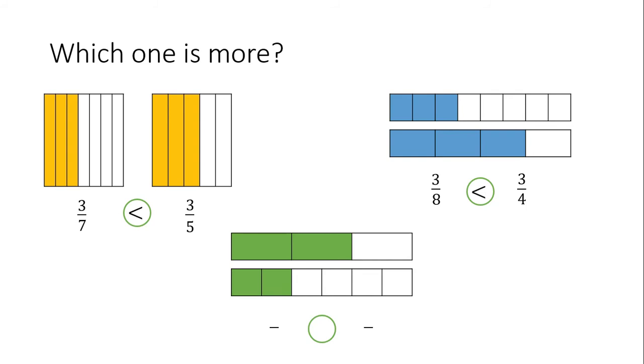Okay, let's look on the bottom. In this case, there are 2 pieces shaded in for each of the fractions, so that's our numerator, but the denominators are much different. The one on the top is only divided into 3 equal pieces. The one on the bottom is divided into 6 equal pieces. And which one has more of the rectangle colored in? Why, it's the one on the top. 2/3 is more than 2/6.